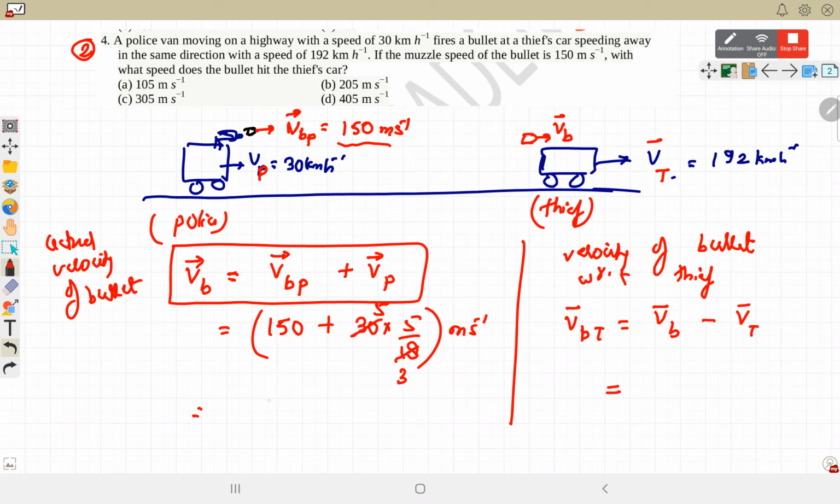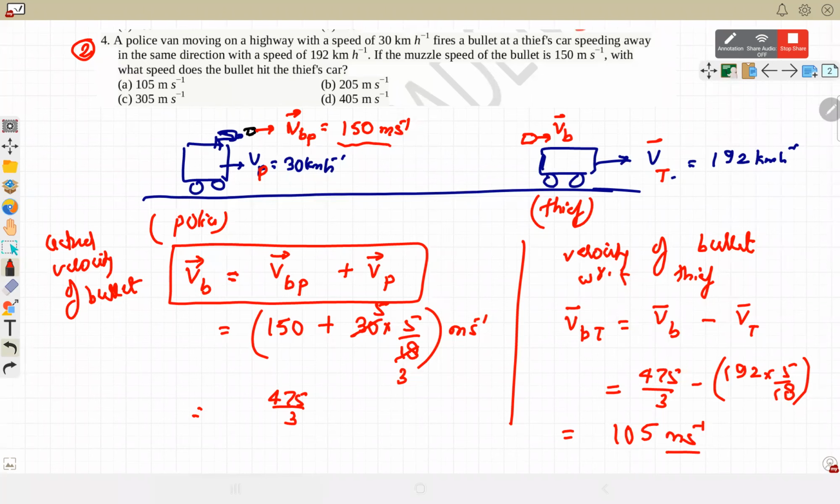It comes out, how much is this? 475 by 3. 475 by 3 minus 192 into 5 by 18. 315 by 3. How much? 315 by 3 means 105. Okay, so the answer is 105 meter per second. So the question is very easy. Only the language you are supposed to understand. Only the language is a little tricky, that you need to understand what it is asking. Clear?